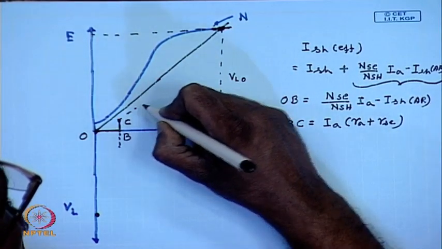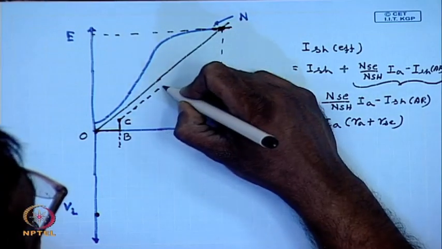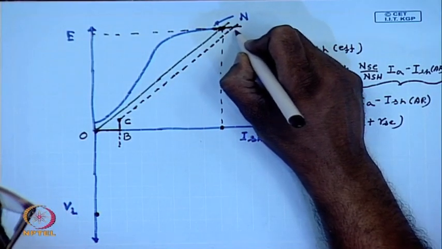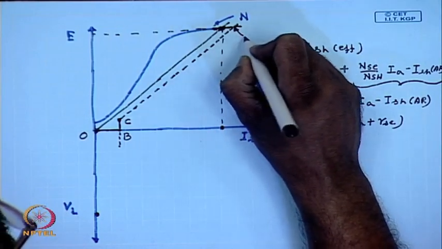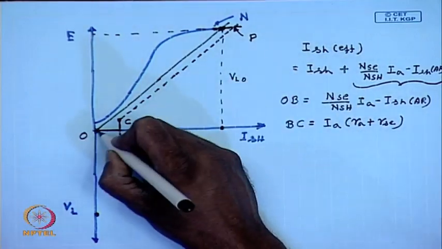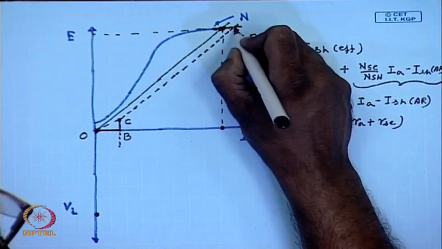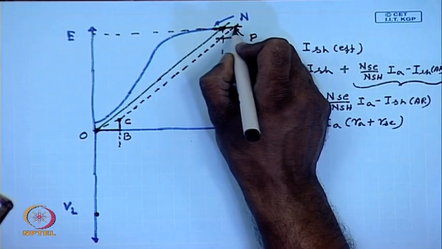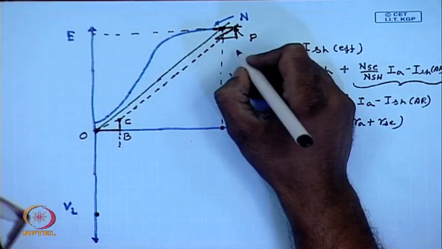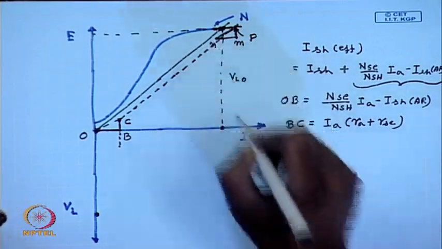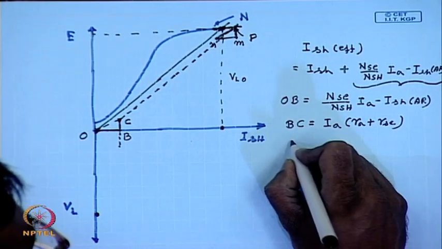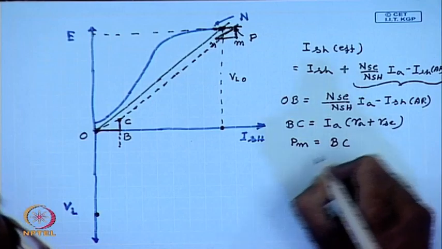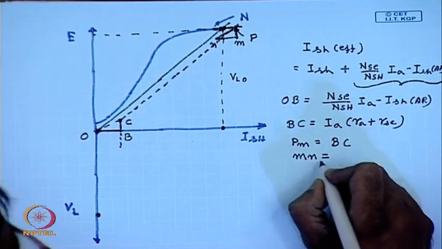Let us draw a line parallel to the shunt field load line to intersect the OCC at a point P. Now, at P you draw a similar triangle PMN, where PM equal to BC and MN equal to OB.